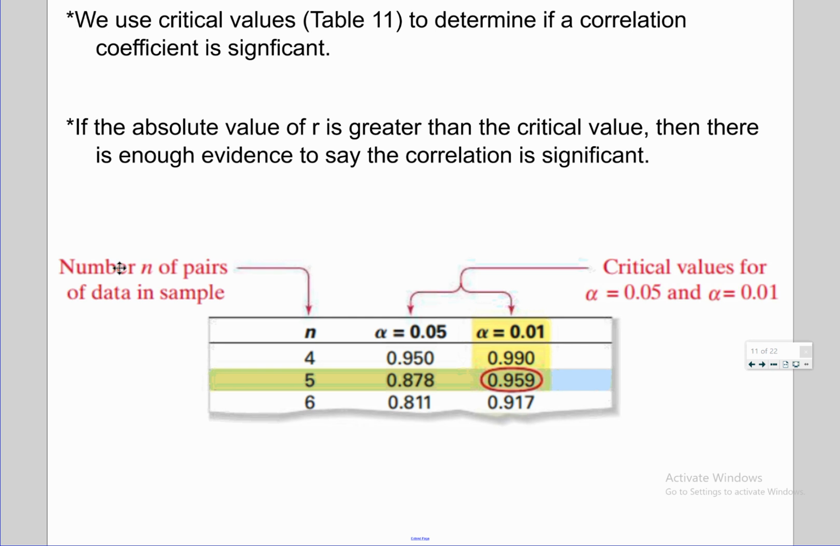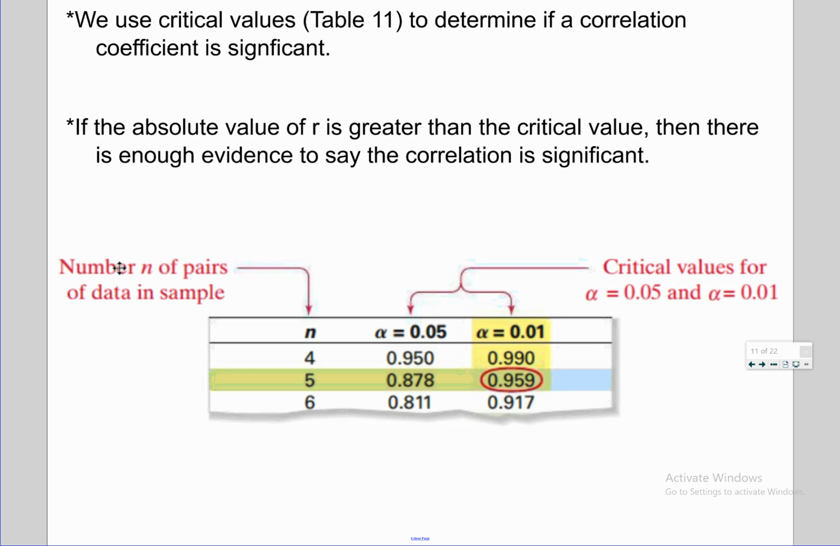Okay, and then our N values are how many data points are in our sample. So if you had 5 data points in your sample and a level of significance of 0.01, we would have this critical value of 0.959, for example.